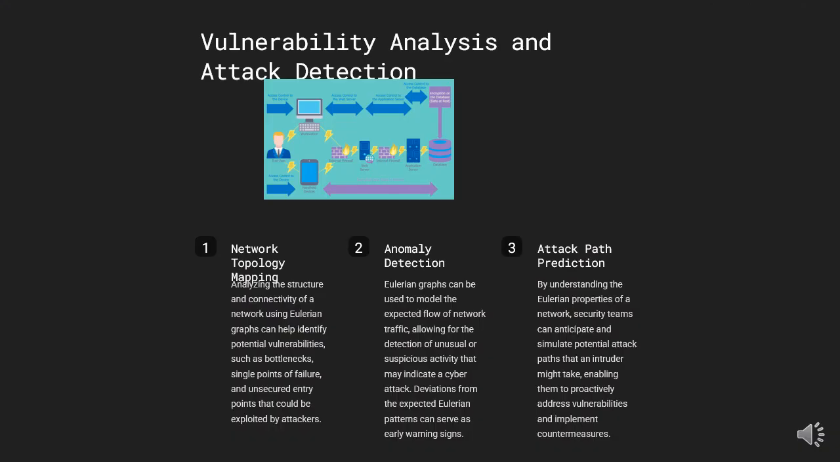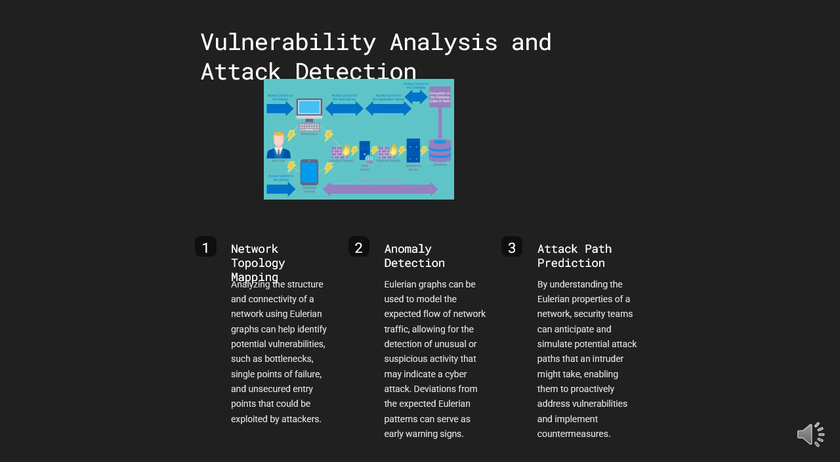Vulnerability analysis and attack detection. Network topology mapping: analyzing the structure and connectivity of a network using Eulerian graphs can help identify potential vulnerabilities such as bottlenecks, single points of failure, and unsecured entry points that could be exploited by attackers.